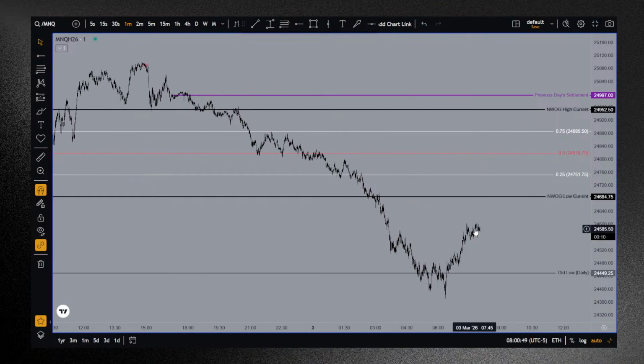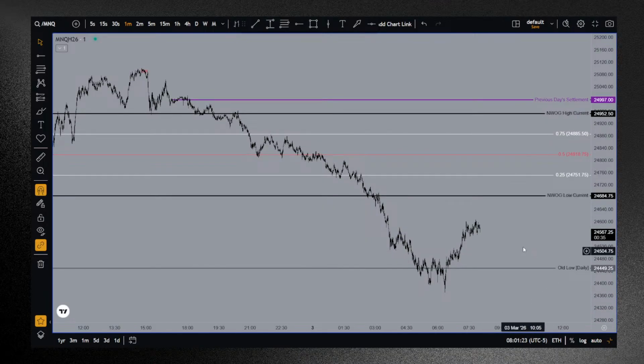And at 8 o'clock we can see that we are far beneath that level, meaning that if we open anywhere close to where we are right now, we will see a very large discount opening range gap of over 400 handles, and a large gap of this size, in my opinion, would warrant a likely continuation to the downside.